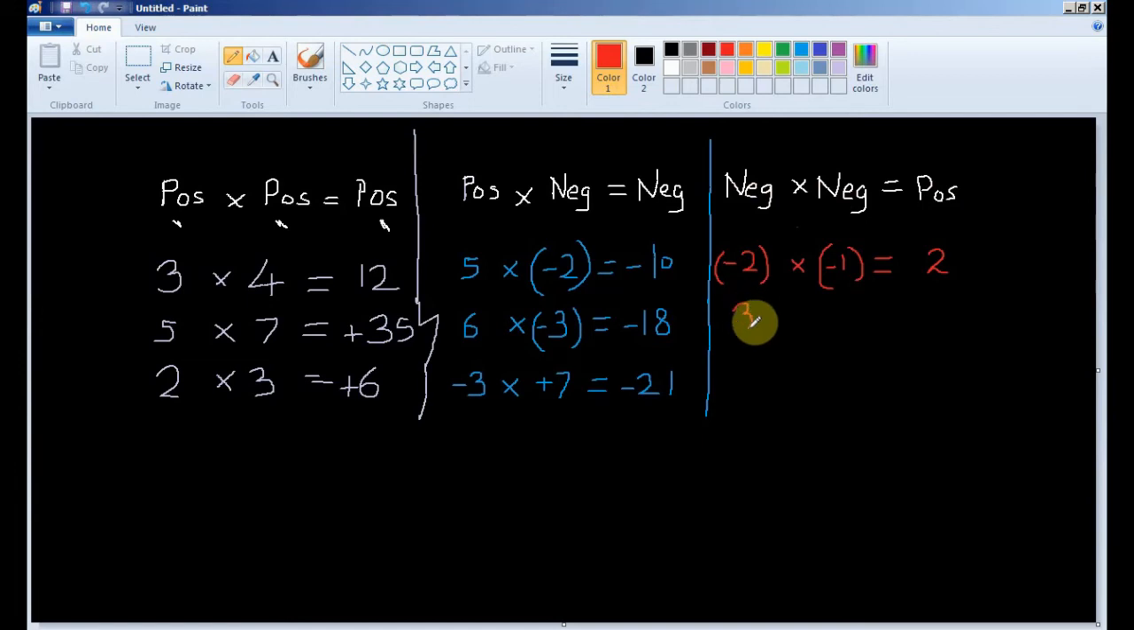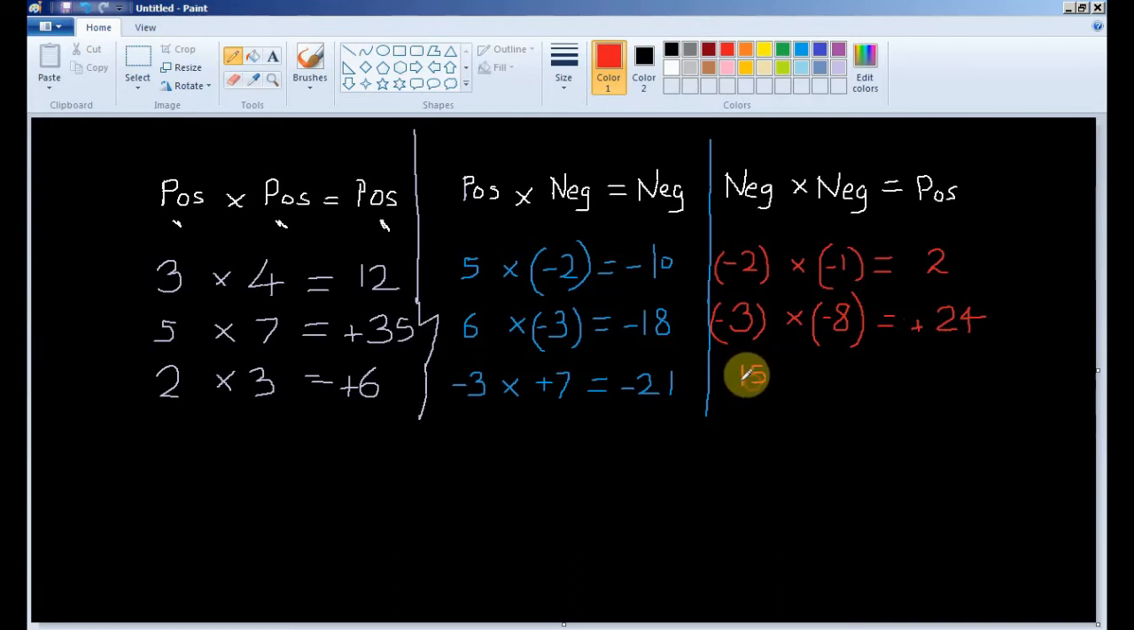Let's say another example. -3 into -8. I think this is going to be the easy one. 8 into 3 is going to be 24. And what is the sign? Negative, negative, positive. So you already have the answer here. It's positive 24.